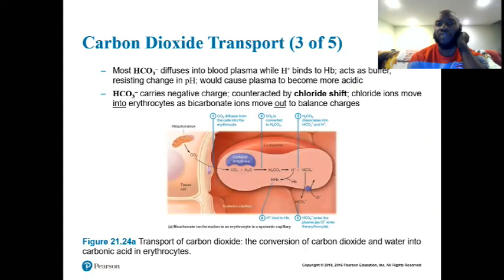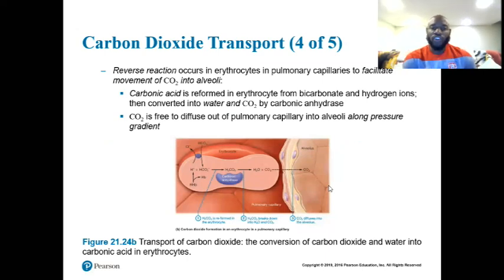ion carries this negative charge, counteracted by a chloride shift. Chloride ions move into erythrocytes, bicarbonate ions move out to balance charges. So you can have this sort of balance of charges as that happens as well. But this is basically the way that CO2 is transported. And the reverse reaction happens at the lungs.